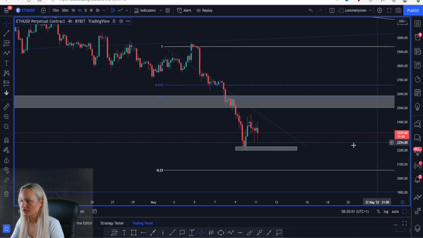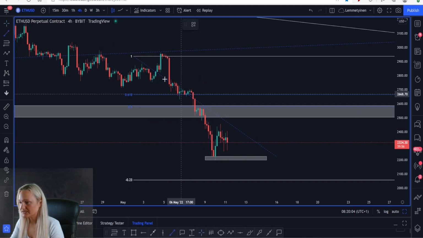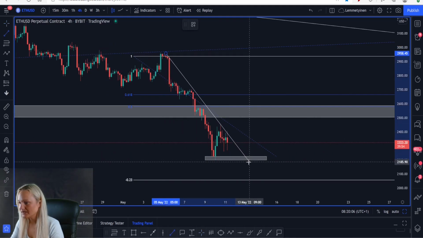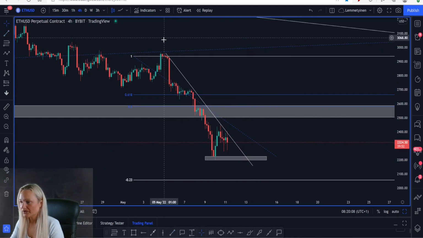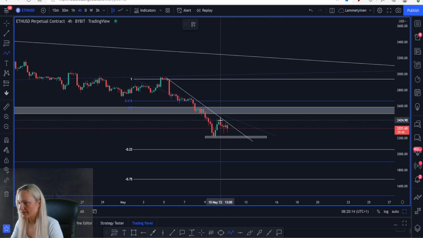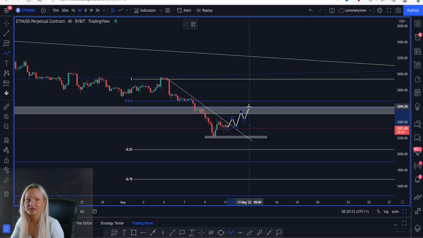Going to the 4-hourly chart, what we can do is identify the downtrend. So we're dragging a trend line just to see what the market is doing, and we are still below the trend line. Two scenarios can happen. Either we see the break of this resistance trend line, you see a potential retest and slowly see the market working itself up to potentially 2,600.